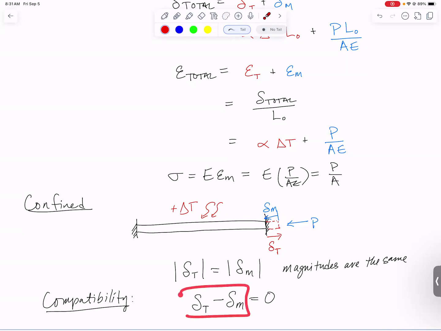So I need to subtract them from each other because I drew this P in compression, and drew delta mechanical in the direction it's going to act. There is another way to do the signs for this, which you might prefer.